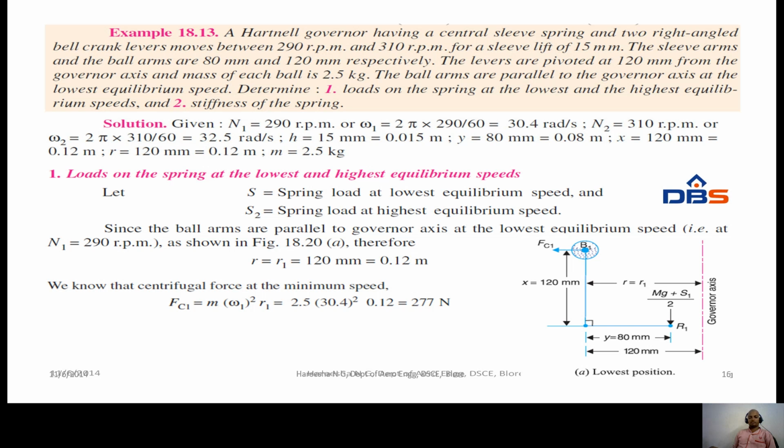Now let us find the radius of rotation for the highest equilibrium speed, that is at N2, 310 rpm. Finally, the position of the ball and arm sleeves at the highest equilibrium speed we can see in the diagram.